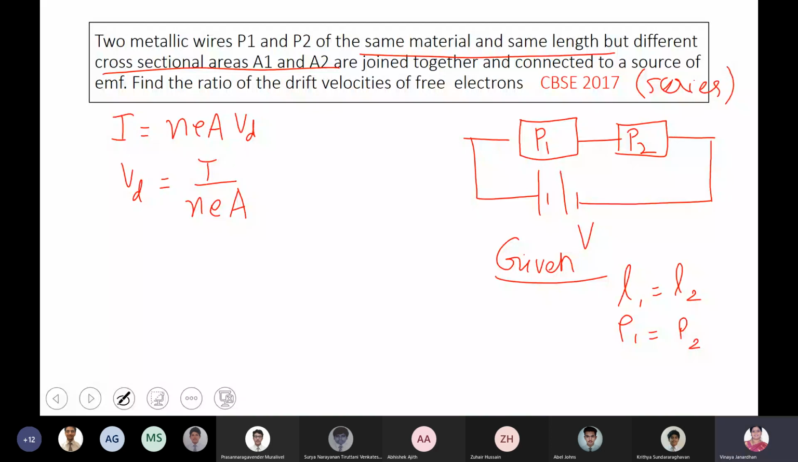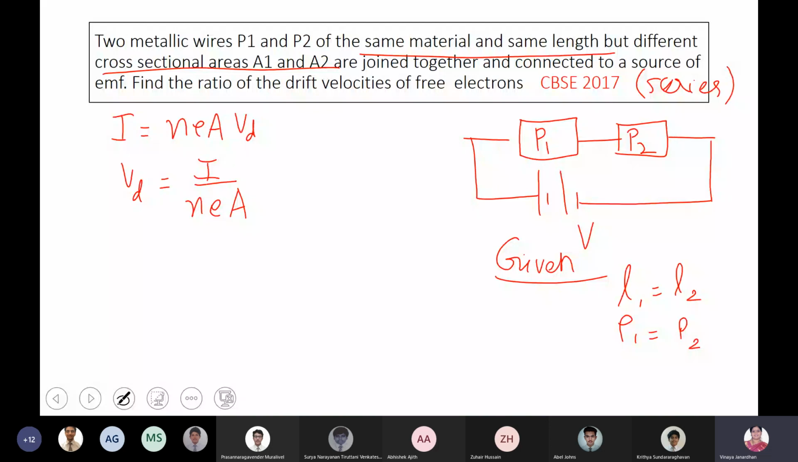So now look at this. Material is the same, then number density will be the same. Charge of an electron is going to be the same. Series connection, I will be the same, current will flow to both the wires. Boys, P1 and P2 are connected in series, which means the current flowing through them will be the same. Then, which one? Series connection, current will be the same.